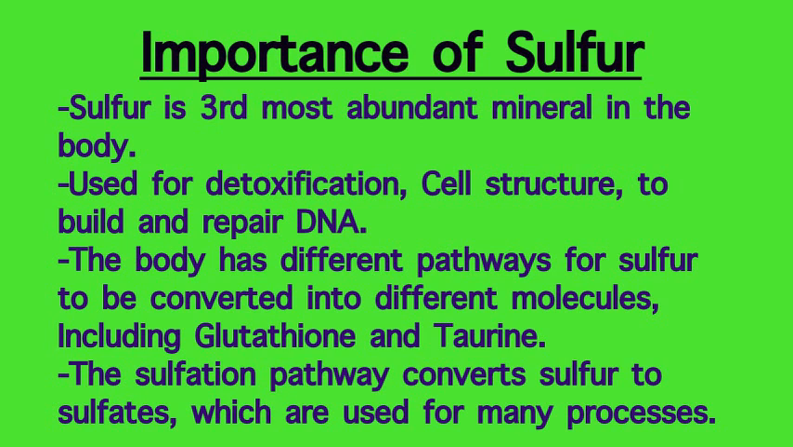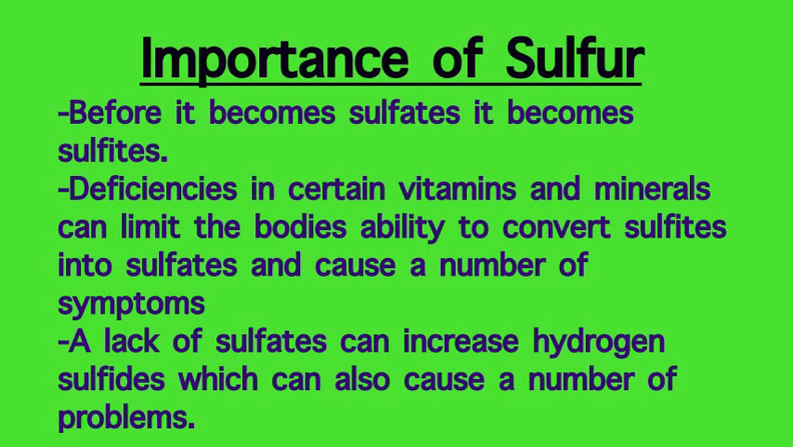The body has different pathways for sulfur to be converted into different molecules, including glutathione and taurine. The sulfation pathway converts sulfur to sulfates, which are also used in many different processes in the body. In the process of becoming sulfate, before this happens, it becomes something called sulfites, which can become problematic for the body. There are certain minerals that are required for the conversion of sulfites into sulfates, and a deficiency in these minerals and vitamins can cause an increase in sulfites in the body and a lack of sulfates.